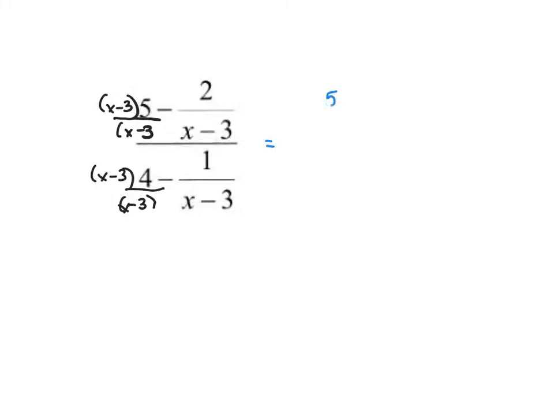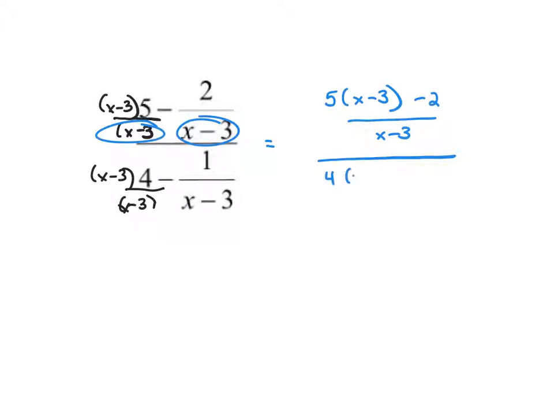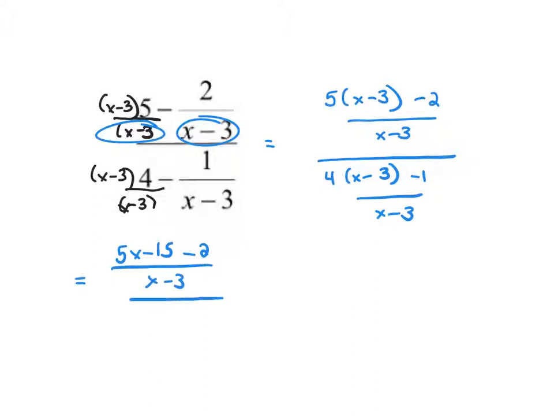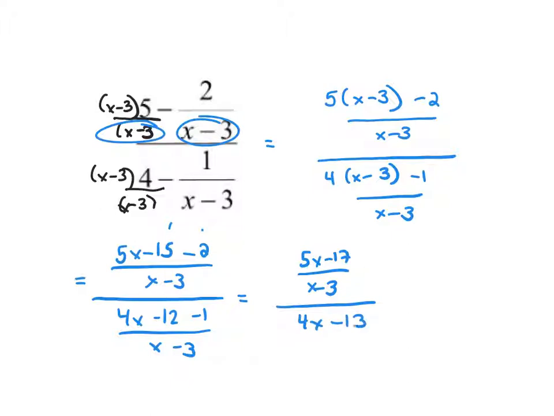So what that's going to give us, I'm going to put the 5 in top because we're going to multiply it to the x minus 3. Minus 2 over x minus 3. Because again, I have these same denominators now. That's why I multiplied the x minus 3 on top. Over 4 times x minus 3 minus 1 all over x minus 3. So now we have one fraction on top and bottom, one rational expression that we can simplify. So we get 5x minus 15 minus 2 over x minus 3 all over 4x minus 12 minus 1 over x minus 3. So now it's 5x minus 17, because we got the negative 15 and the negative 2, over x minus 3, all over 4x minus 13 over x minus 3.